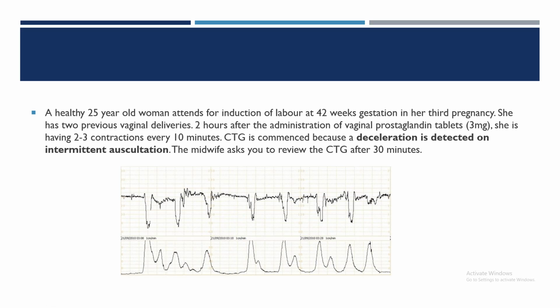This one. A 25-year-old woman attends for induction of labor at 42 weeks. In her third pregnancy, she has had 2 previous vaginal deliveries. 2 hours after the vaginal prostaglandin, she is having 2 to 3 contractions every 10 minutes. CTG is commenced because deceleration is detected on intermittent auscultation.